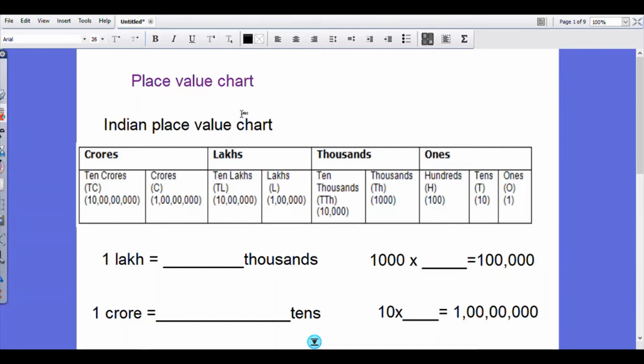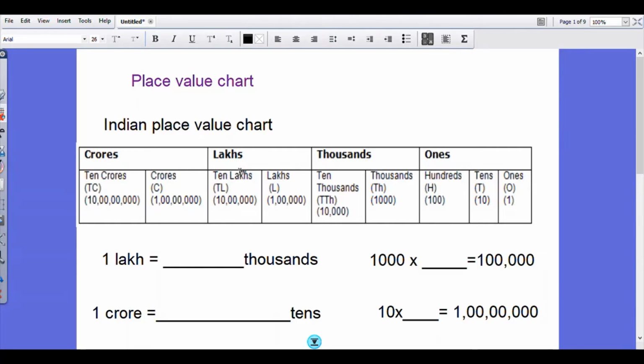In maths, place value describes the position or place of a digit in a number. We can describe place value with the help of two types: the Indian place value chart and the international place value chart. We are using the Indian place value chart.